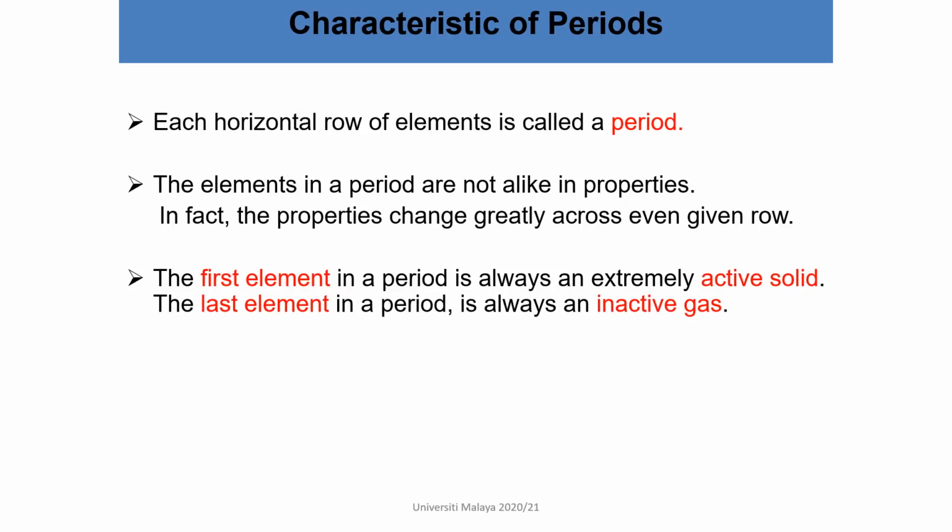Characteristic of periods. Each horizontal row of elements is called a period. The elements in a period are not alike in properties. In fact, the properties change greatly across even a given row. For example, the first element in a period is always an extremely active solid, whereas the last element in a period is always an inactive gas.